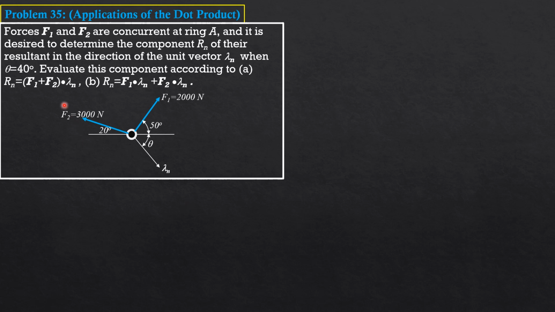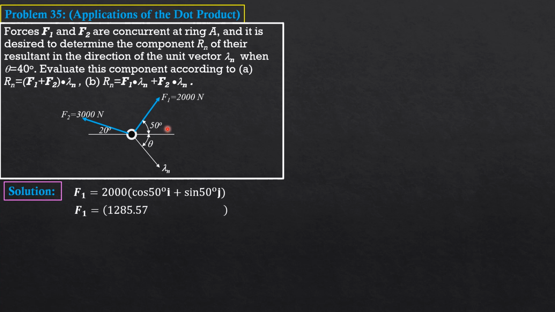So for the first definition, let's find the resultant of the two by expressing each force in vector form. Anyway, these are just 2D. So F1 in vector form is 2000 quantity cosine of 50 degrees I plus sine 50 degrees J. So simplifying, F1 is 1285.575 I plus 1532.089 J newtons.